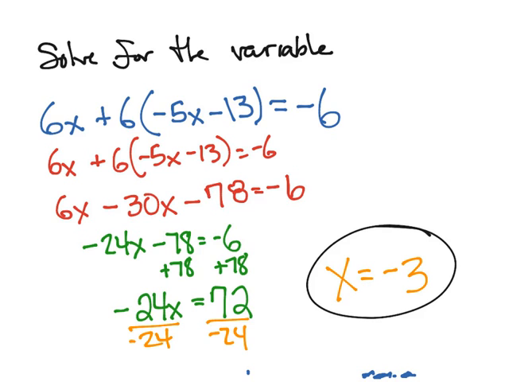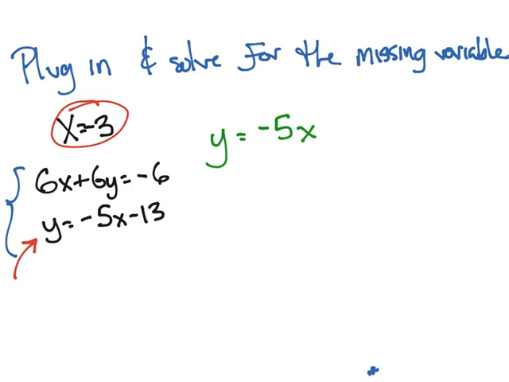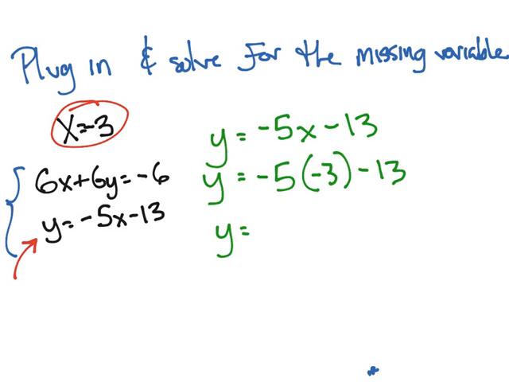We can use this answer to find y. So now all we have to do is plug in our value and solve for the missing variable. We know that x is equal to negative 3, so we need to find y. Since we already have an equation that's set up for y equals, I'm going to use that one. But once again, it doesn't matter which of the equations in the system you use, they will both give you the same answer. So in this case, we'll use y equals negative 5x minus 13. So y is equal to negative 5 times negative 3 minus 13. Negative 5 times negative 3 gives us a positive 15 minus 13. So y has to be equal to 2.